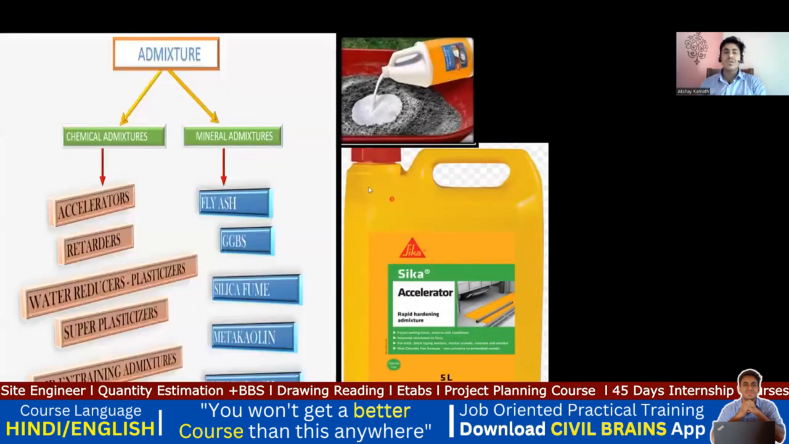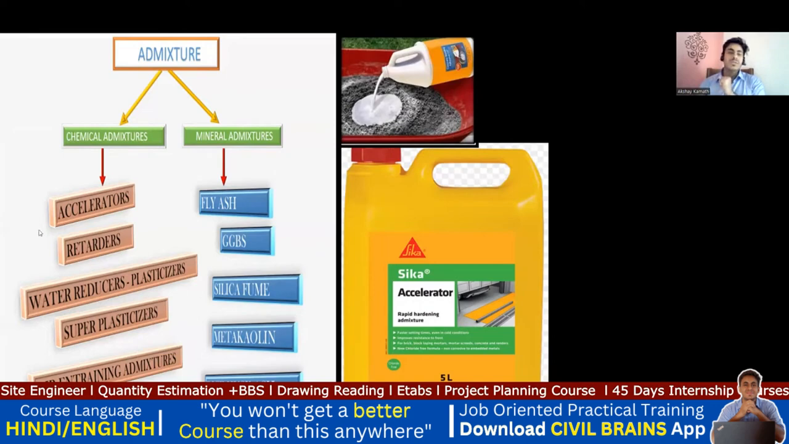Now, as you have seen here, admixtures are classified in many ways. We have two types of admixtures. If they ask you, can you elaborate that? Then you can tell that in admixtures we have two types. One is chemical admixture. The second one is mineral admixture. First, we'll try to see what are chemical admixtures.